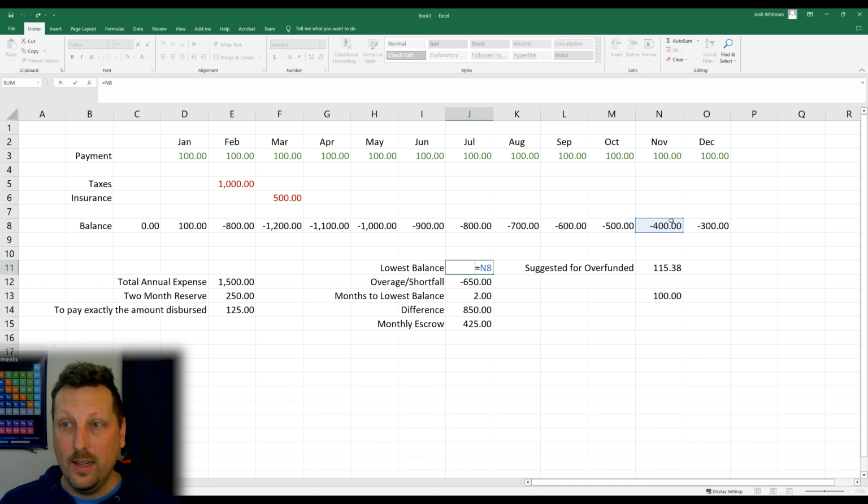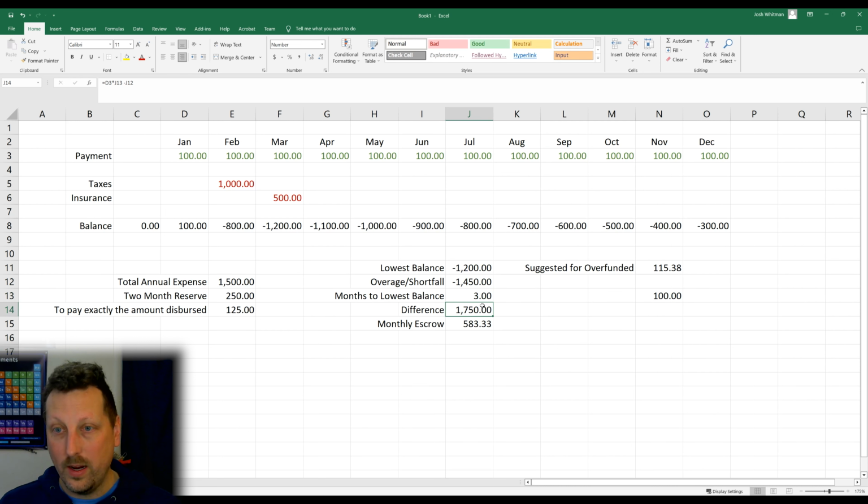Our lowest balance here is going to be this one minus 1,200, and that puts us 1,450 under at just month 3. So we want a monthly escrow amount of a third of the total cost for the year, because we've only got 3 months to collect it: 583.33.